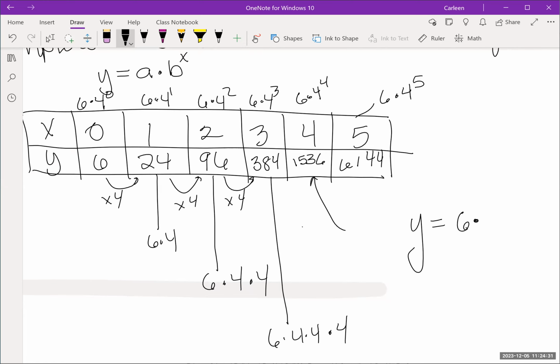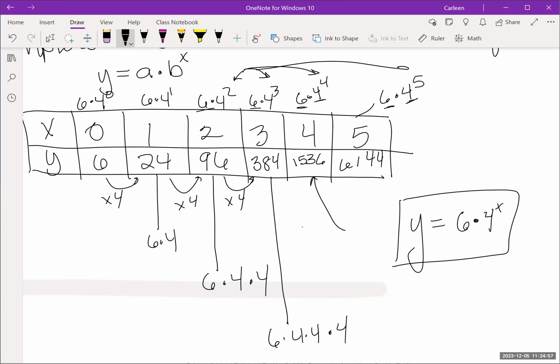Six. A is 6. B is 4 to the x. Yeah. See how the 6 was always there? The 4 was always here. Can you see that this is the variable? It's the number that keeps changing. The 6 doesn't change, the 4 doesn't change. Okay, now we're going to take requests in a minute.